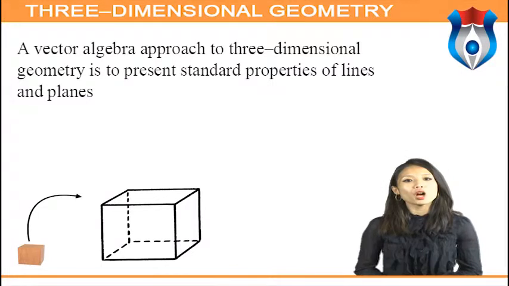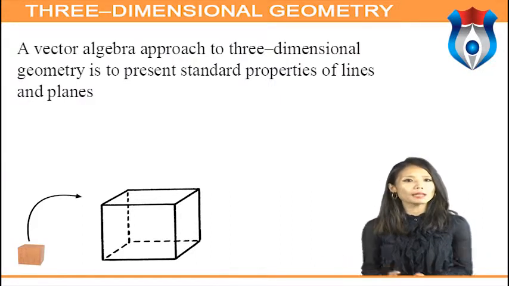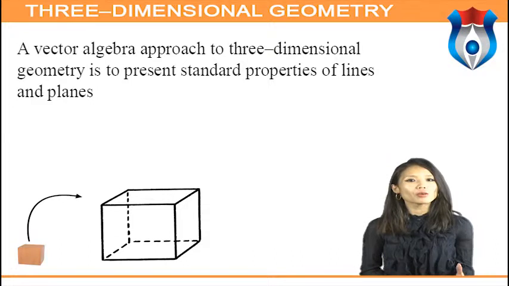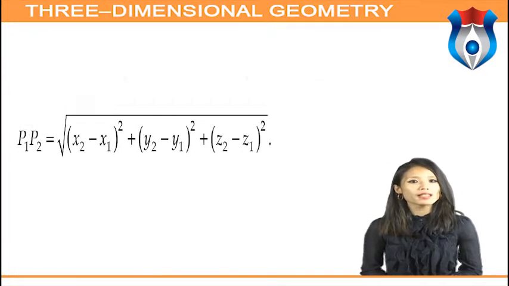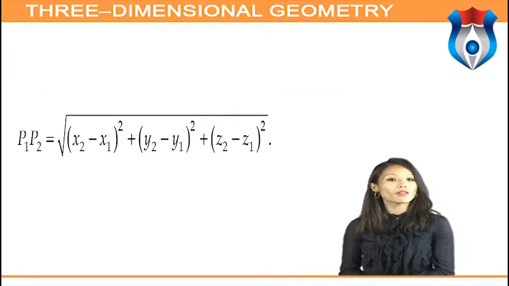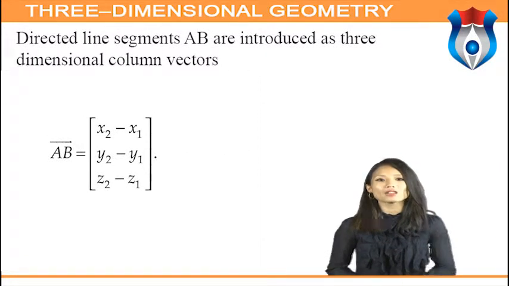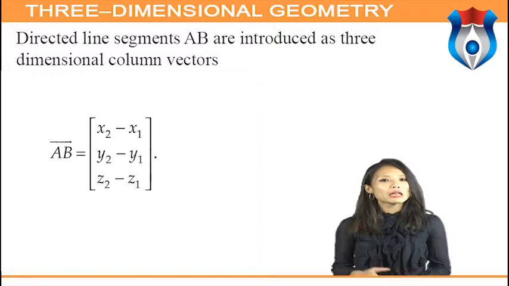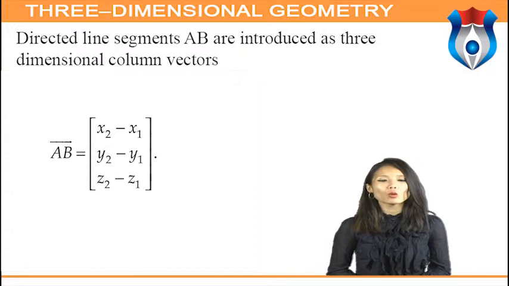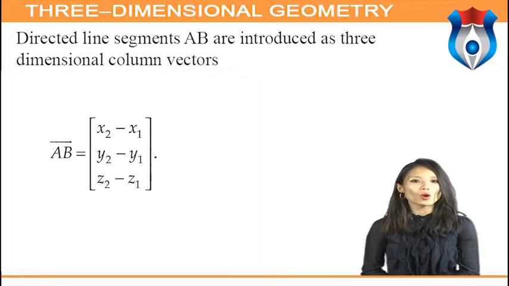A vector algebra approach to three-dimensional geometry is to present standard properties of lines and planes with minimum use of complicated three-dimensional diagrams, such as those involving similar triangles. Points are defined as ordered triples of real numbers, and the distance between points is defined as given by the formula. Directed line segments AB are introduced as three-dimensional column vectors. If A is equal to x1, y1, z1 and B is equal to x2, y2, z2, then the AB vector is as given on the screen.